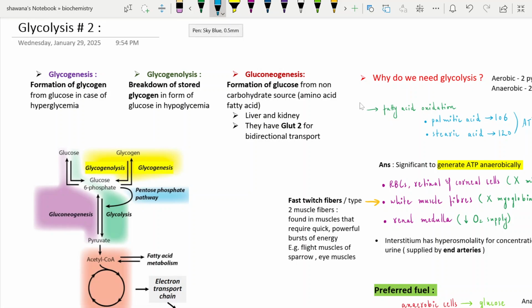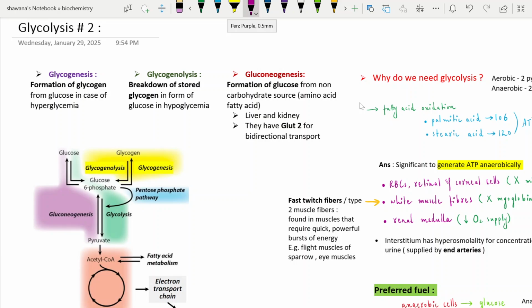First of all, three definitions are very important as far as glycolysis is concerned. First is glycogenesis. Glycogenesis means the formation of glycogen. Genesis means that something is being formed. So formation of glycogen, and it is formed from glucose to prevent hyperglycemia. We do not want the blood glucose to shoot up, so we need to synthesize glycogen, so it's called glycogenesis.